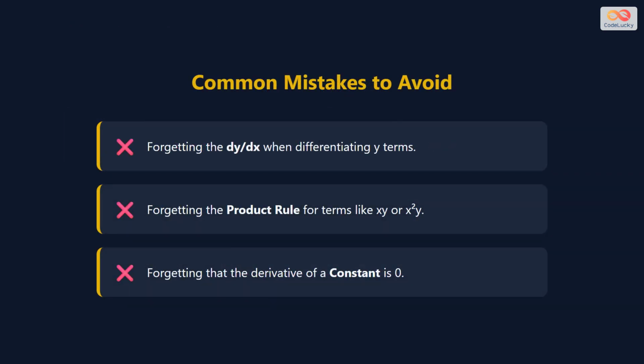Be careful to avoid these common traps. First and foremost, never forget to attach dy/dx when differentiating y terms. Second, always watch out for products of x and y and use the product rule. And finally, remember that the derivative of a plain number is always 0.